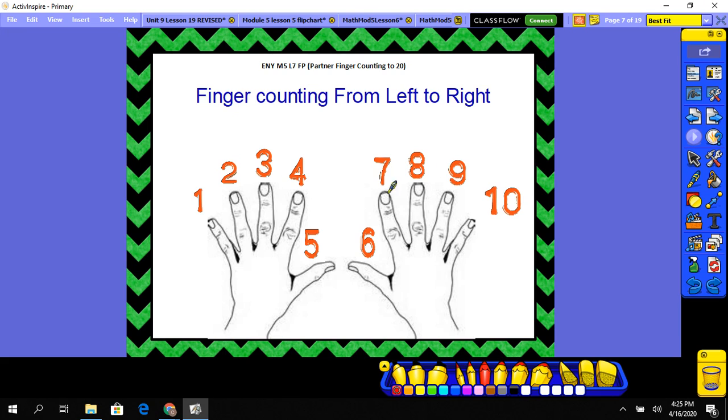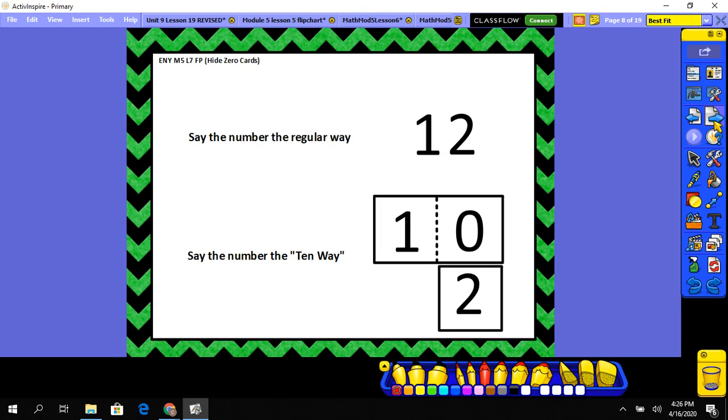Let's practice counting using our fingers. We're going to count the Say 10 way. Start on the left and go to the right. Ready? 1, 2, 3, 4, 5, 6, 7, 8, 9, 10. 10, 1, 10, 2, 10, 3, 10, 4, 10, 5, 10, 6, 10, 7, 10, 8, 10, 9, 2 tens. Excellent job counting the Say 10 way.